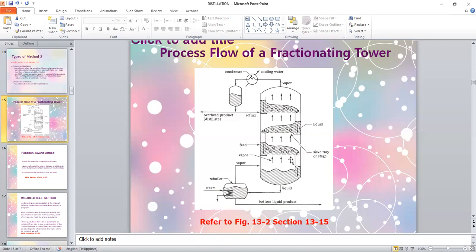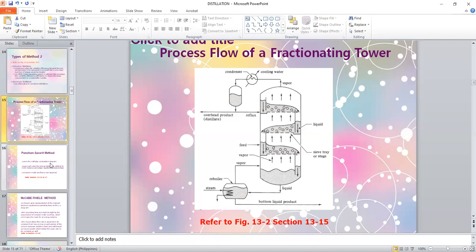I'm using the term fractionating column or rectification column because we already have this reflux liquid. If we just simply say distilling column or simply distilling equipment, it could be a distilling equipment that does not have reflux returning back into the column. But when we speak of a fractionating column and a rectification column, it's automatic that it has reflux liquid.